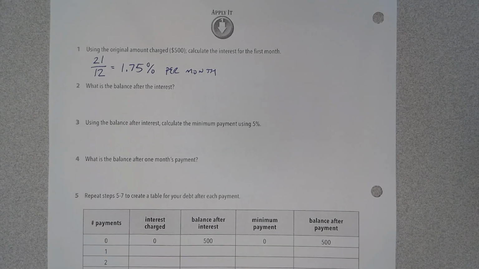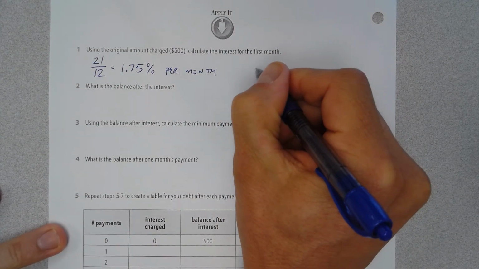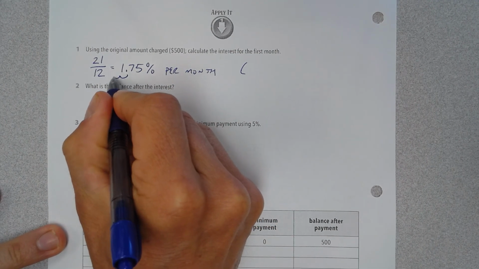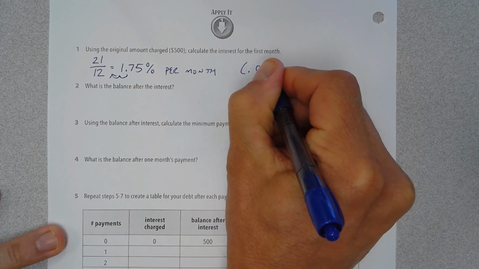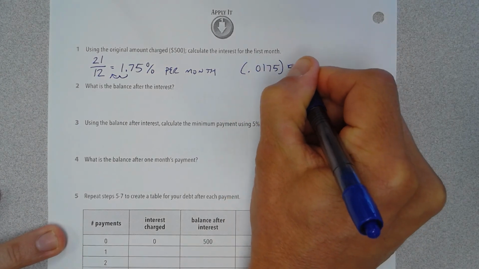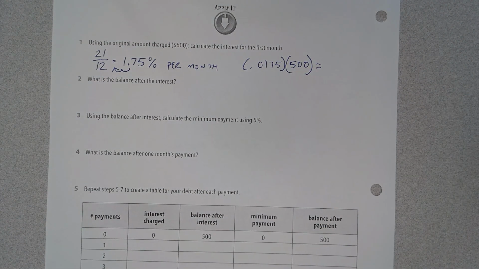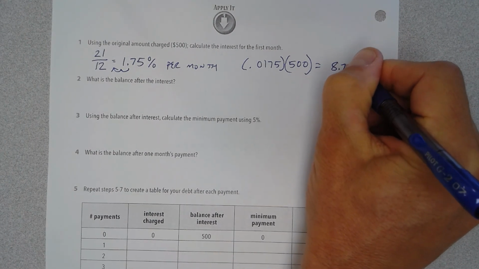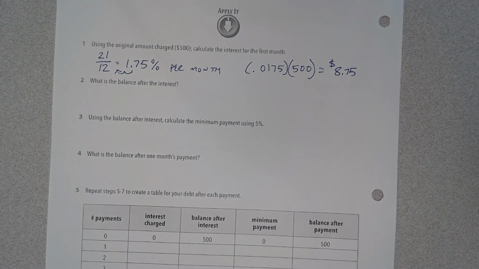Now we're going to calculate the interest for the first month. We purchased something for $500, and we're going to have to take interest of 1.75%. So we're going to move the decimal 2 to the left: 0.0175 times 500. So we are going to have to pay $8.75 for the first month.